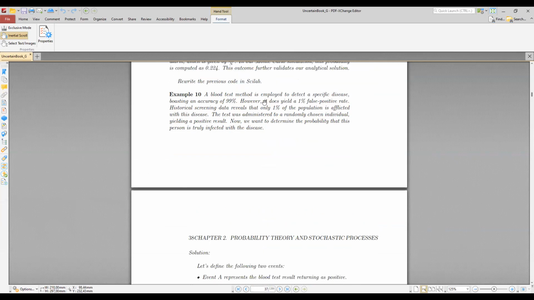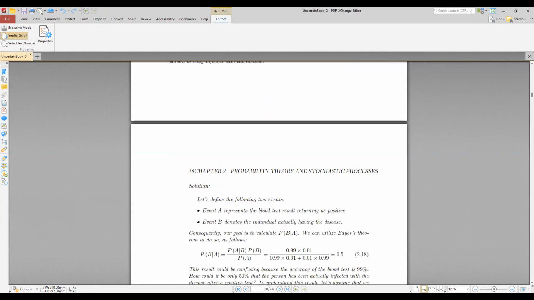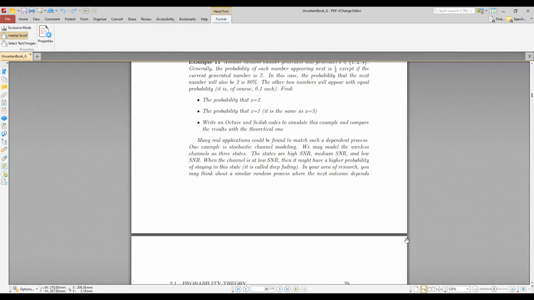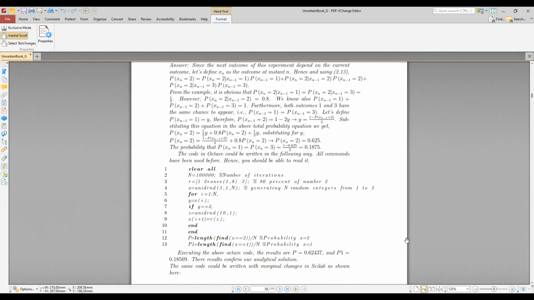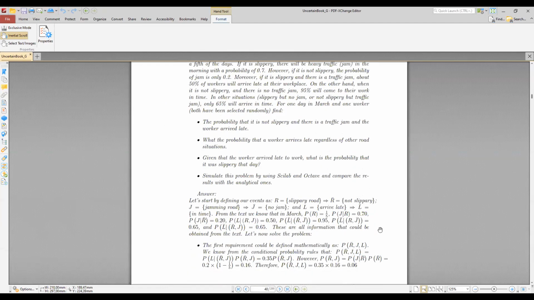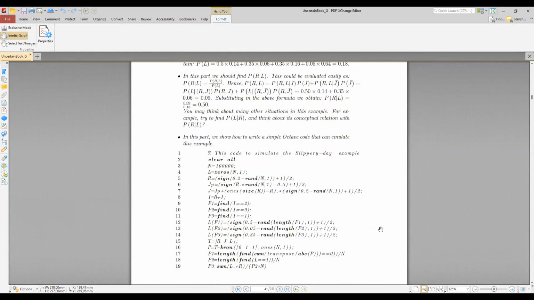For example, a blood test method is employed to detect a specific disease, boasting an accuracy of 99%. However, it does yield a 1% false positive rate. Historical screening data reveals that only 1% of the population is afflicted with this disease. So now we take one random sample, what is the probability that this sample has this disease? We show how to solve it, by simulation and by calculation. So you will see a lot of examples in the book. I will send you the pages related to this part.